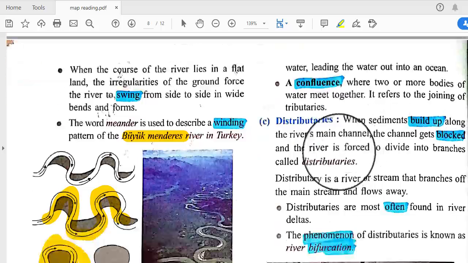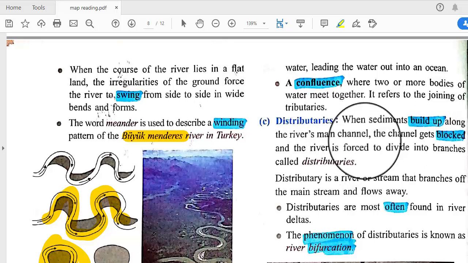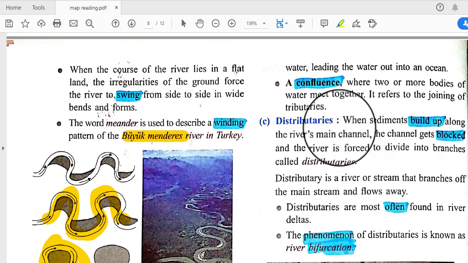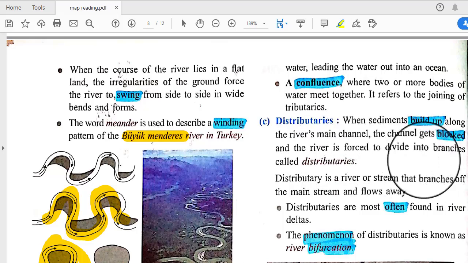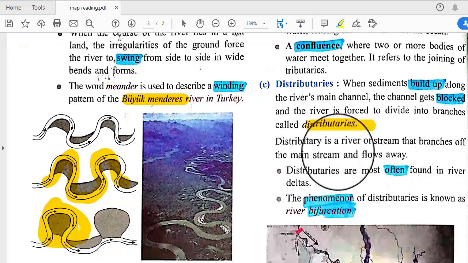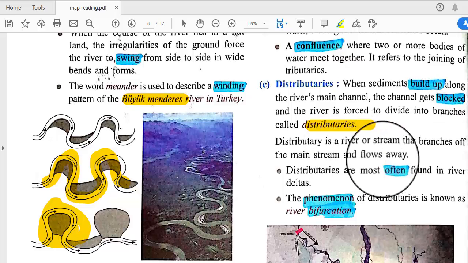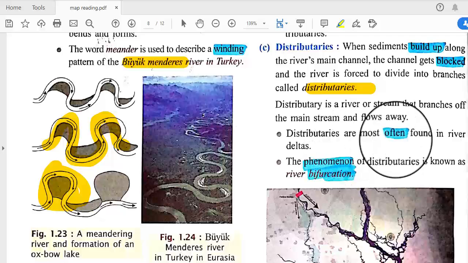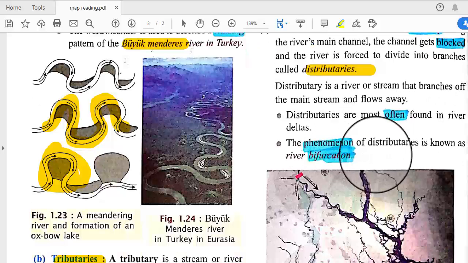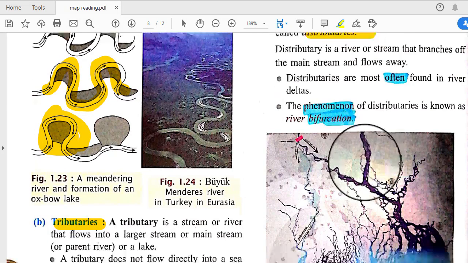A confluence, where two or more bodies of water meet together, refers to the joining of the tributaries. And what are distributaries? When sediments build up along the river's main channel, the channel gets blocked and the river is forced to divide. So distributaries are the small rivers into which the main river is divided. A distributary is a river or stream that branches off the main stream and flows away, and distributaries are most often found in river deltas. The phenomenon is known as river bifurcation.